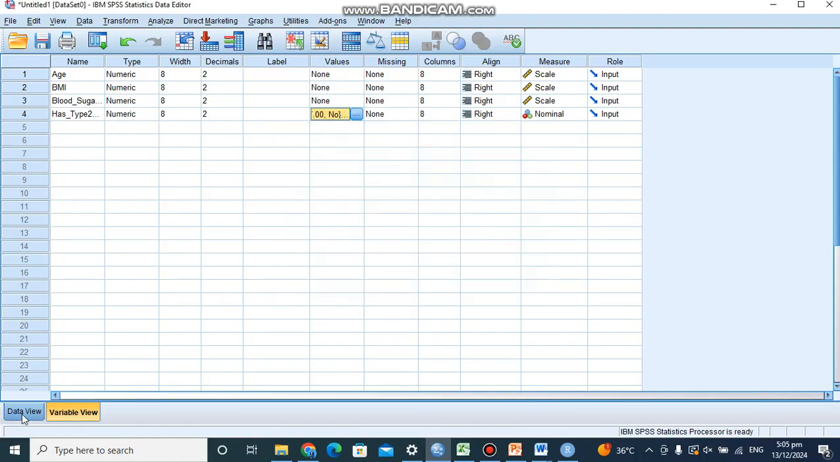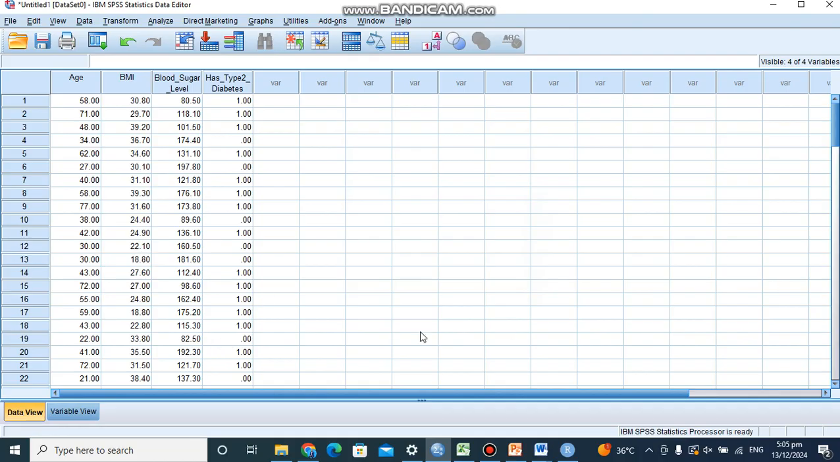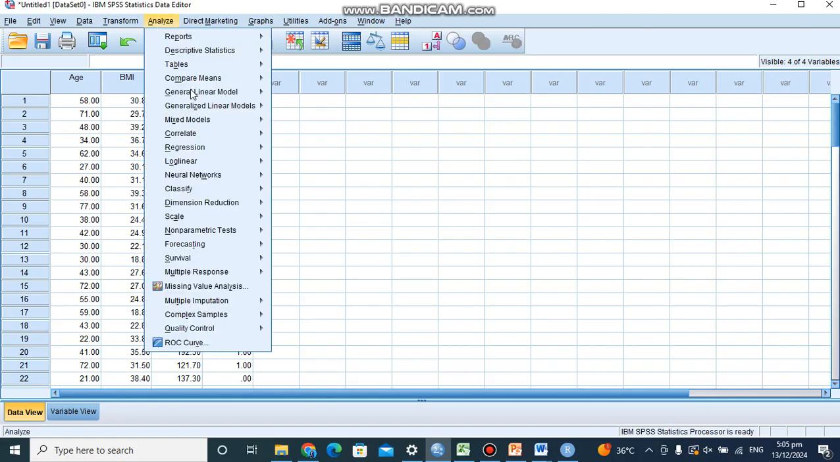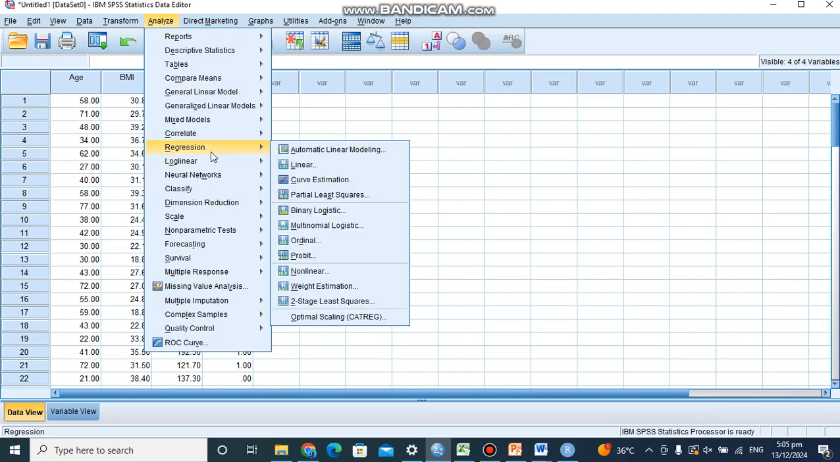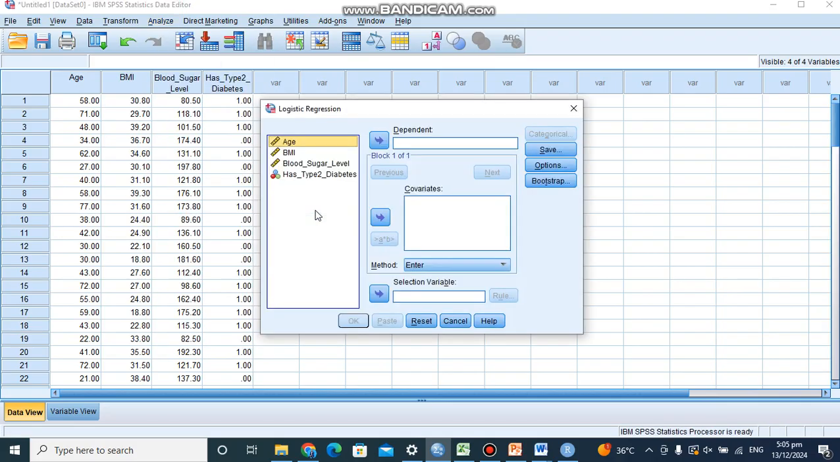And we go to the data view. We just input random figures here for the purpose of this tutorial. So now let's move straight to the analysis proper. Let's go to analyze. We go to regression. Under regression, we go to binary logistic and we click it.